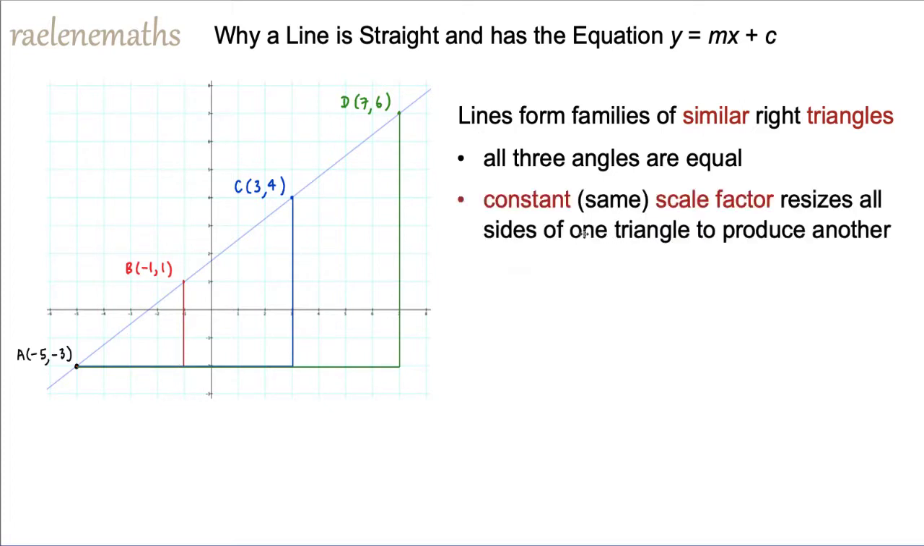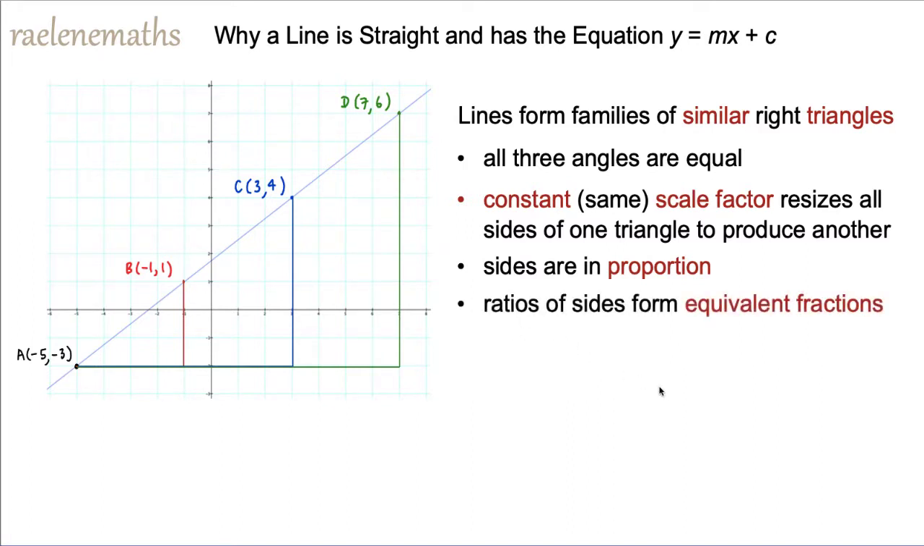And furthermore, we can see that we have a constant scale factor that resizes all the sides of one triangle to produce another. This means that the sides are in proportion, and we can say this in another way, that the ratios of sides form equivalent fractions. Specifically, let's take a look at the fraction formed by the gradient. The gradient is the height over the base, or the directed height, delta y, over the directed base, delta x. And we calculate delta y as y2 minus y1 over the delta x, which is x2 minus x1.